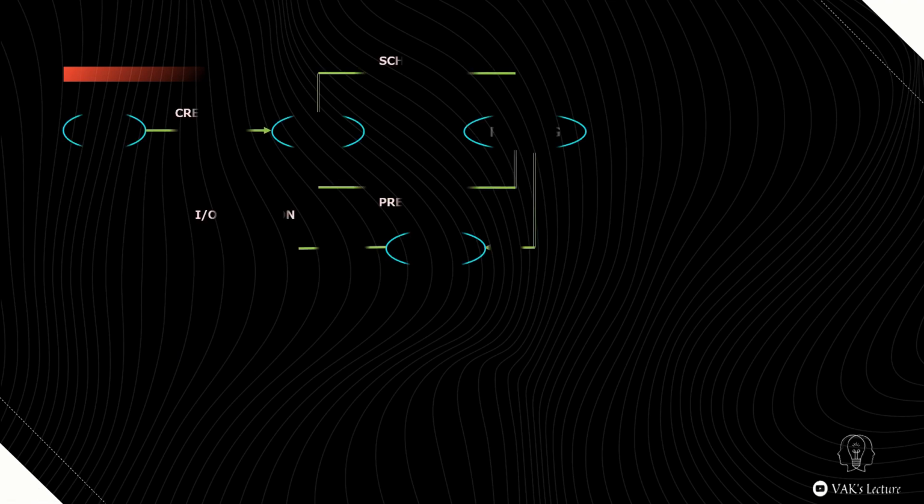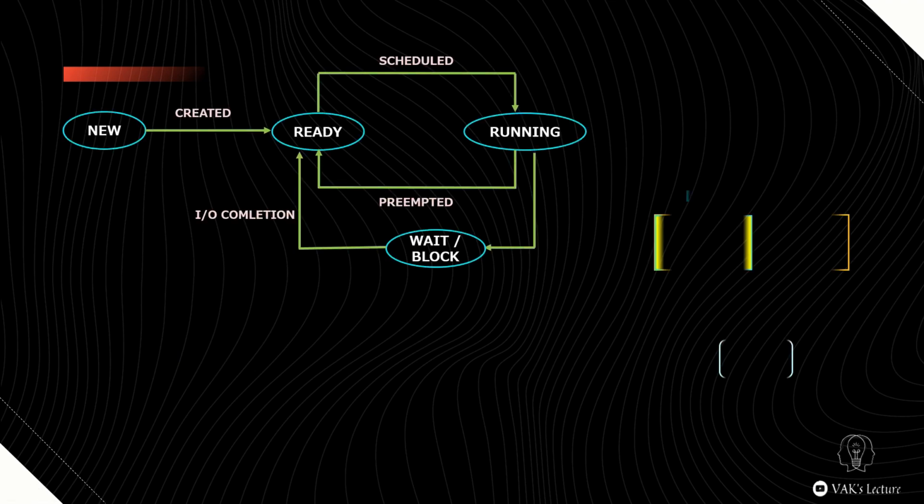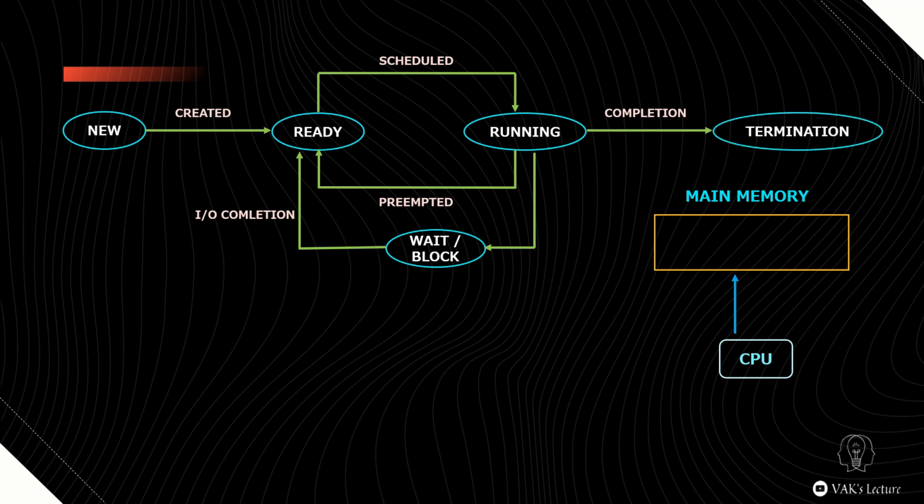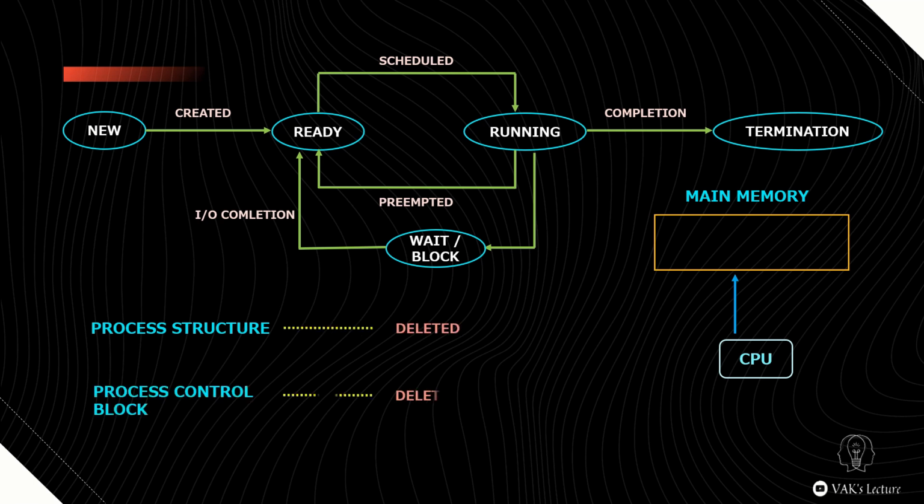Another thing that can happen in running state is the CPU will completely execute the process. It will execute the complete executable code. The process will get out of the main memory. Then the process will get completed and transferred to the termination state. In the termination state, the process structure will get deleted as well as the process control block will get deleted and the process will get terminated by the operating system.